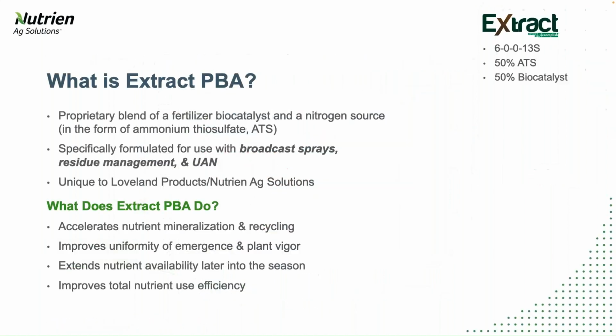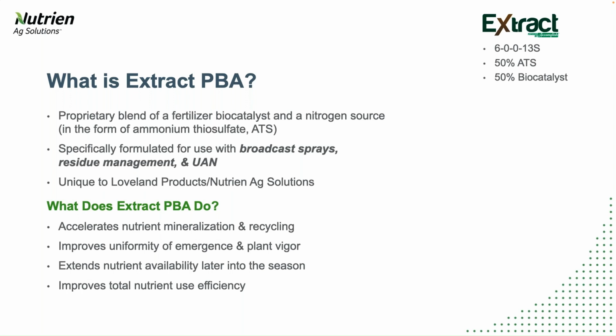And the way that we can do that with technology is a product called Extract, or Extract PBA, powered by Accomplish. It's a proprietary technology in the biocatalyst family, where we combine that biocatalyst technology with ammonium thiosulfate to give us an accelerated nutrient mineralization or recycling effect, to improve the uniformity and emergence of the plant, to extend the nutrient availability later into the growing season, and to improve the overall nutrient use efficiency. So that's what Extract is, and that's what Extract does.